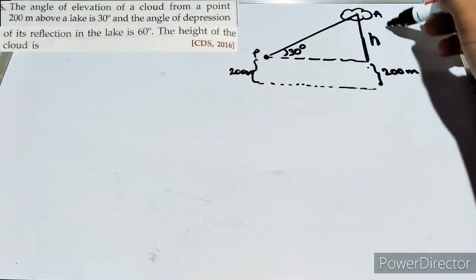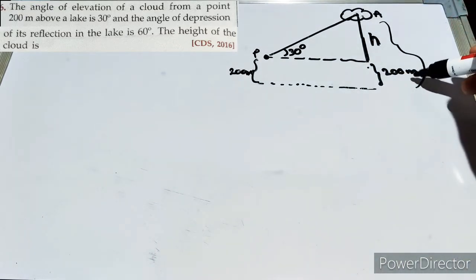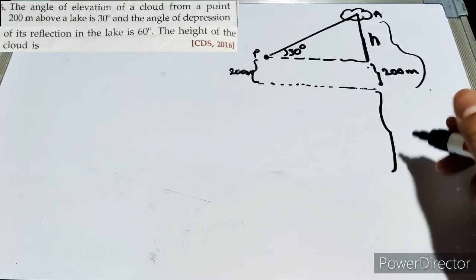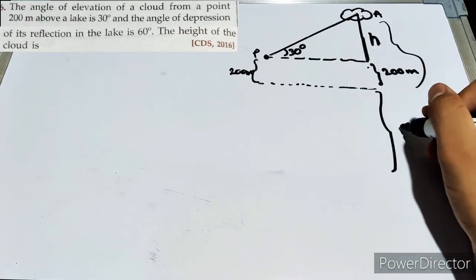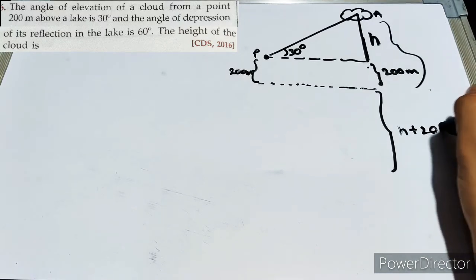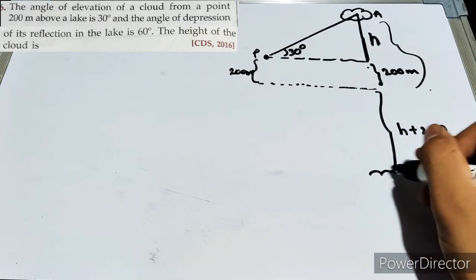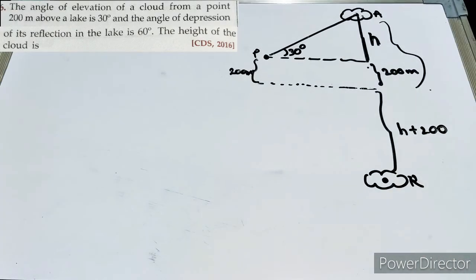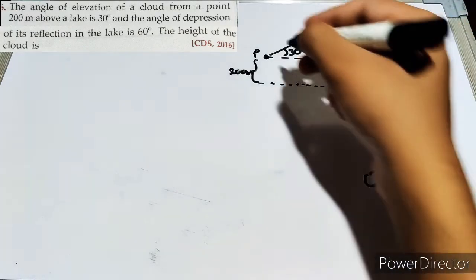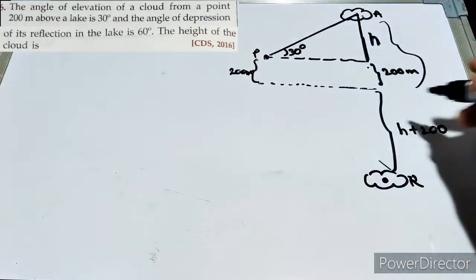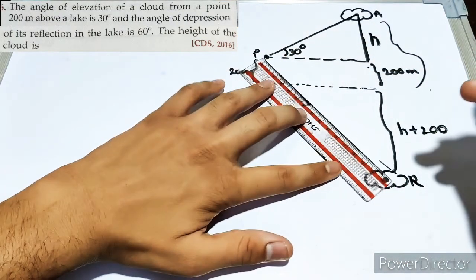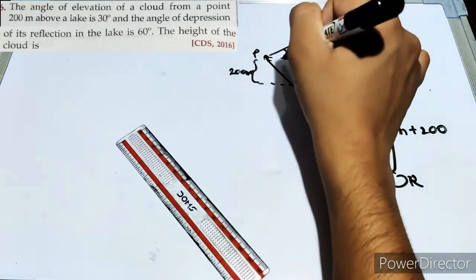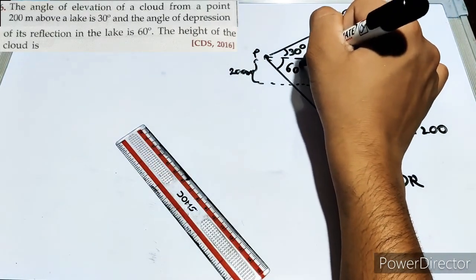So this cloud is h plus 200 meters above the base of the lake, and the reflection image will be formed 200 plus h meters below the lake. So it will be 200 plus h, and this is the reflection. Let us assume this point to be R, and it is given that the angle of depression formed from the point P, which is 60 degrees, will be like this. This angle is given to be 60 degrees.